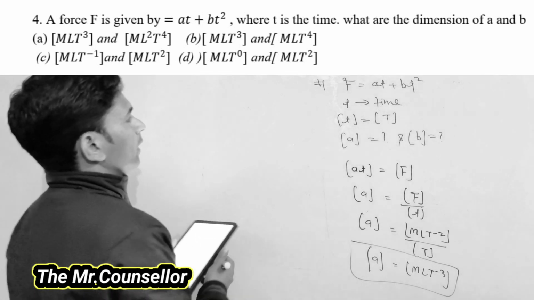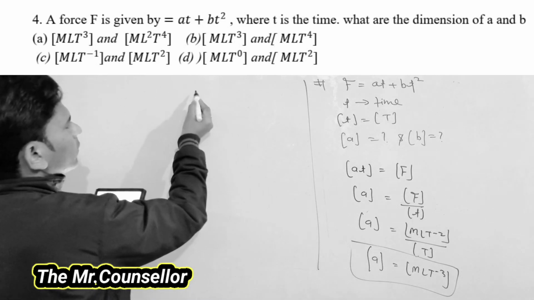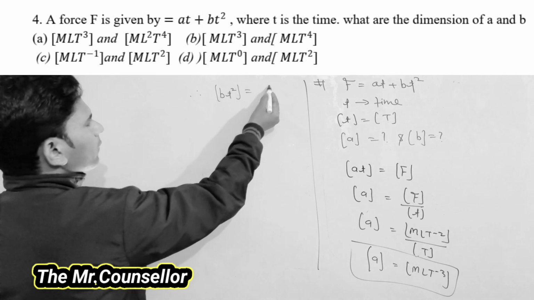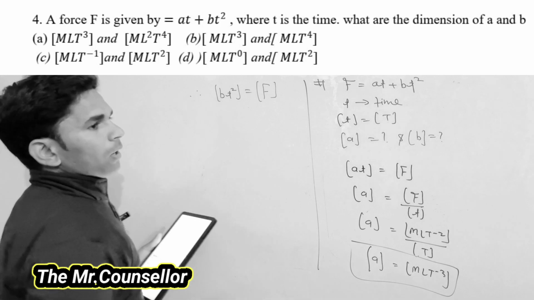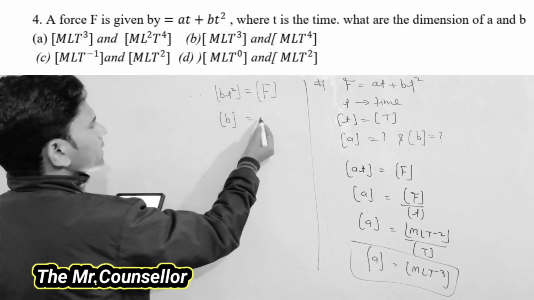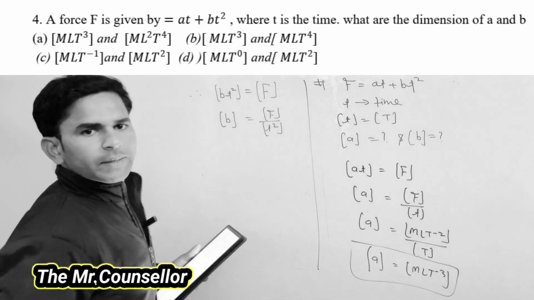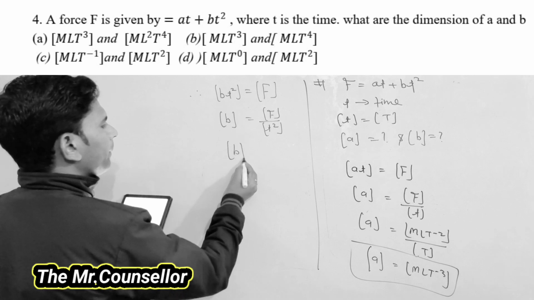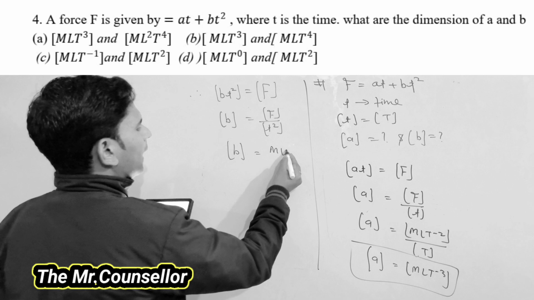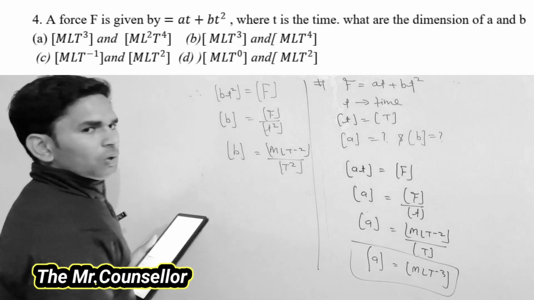Similarly for B, we will apply the equation of homogeneity. The dimensional formula of BT square is always equal to the dimensional formula of force. So the dimensional formula of B is equal to the dimensional formula of F divided by the dimensional formula of T square. So B is equal to F, which is MLT^-2, divided by T square. Is it okay or not?